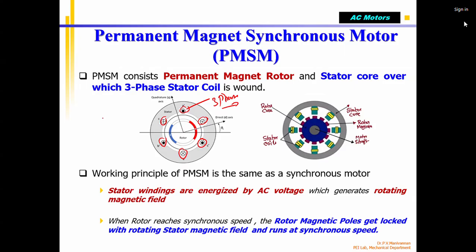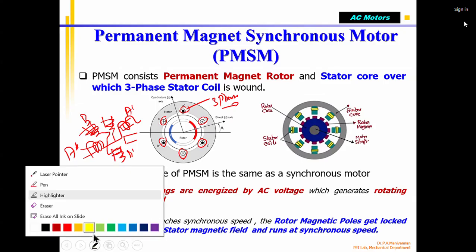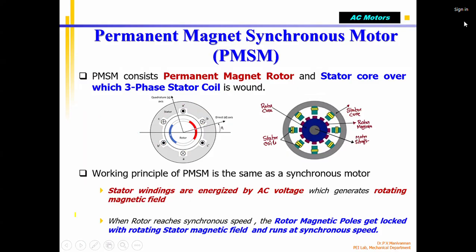I told you, for example, this is phase 1, that is A phase. I say this is the second coil. This is A, this is A dash, correct? And this is B, the second coil, B dash. This is C. I think I made a small mistake. Let me correct it, one minute.